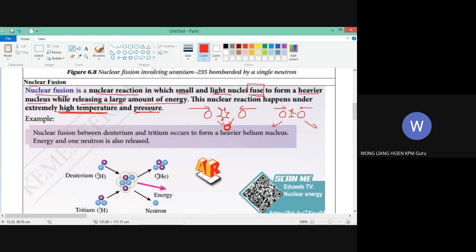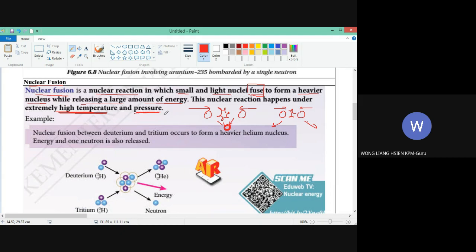And it also needs very high pressure, because the high pressure will help them fuse together. They move very fast, collide together, and outside there is very high pressure pushing them together. So this makes the two small nuclei join together, fuse together, and become one heavier nucleus.